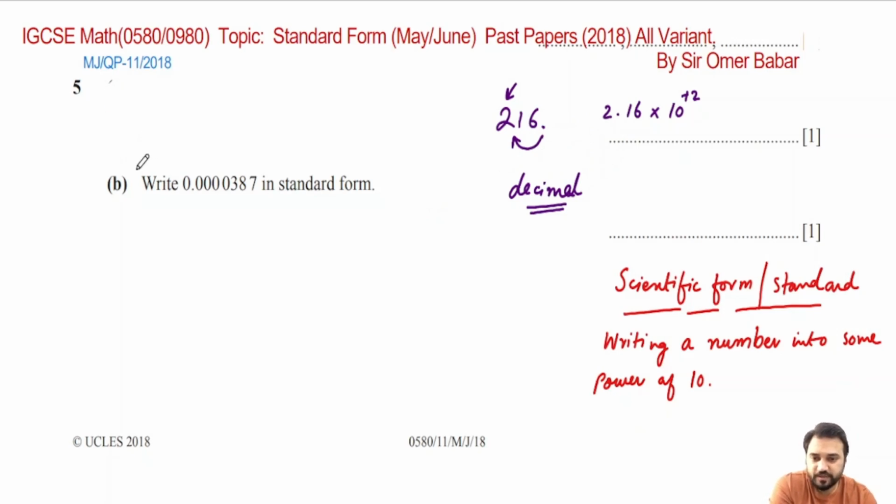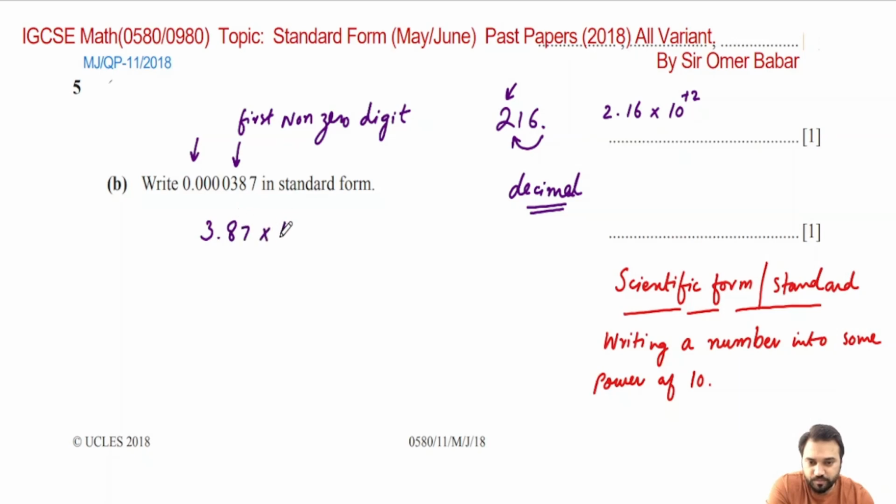In question 5, part B says write this number into standard form. First of all, we need to locate our decimal. Yes, it is given here. This is our decimal point, and we want this decimal point after the first non-zero digit. Here our first non-zero digit is 3. So I'm going to write 3.87 into some power of 10.